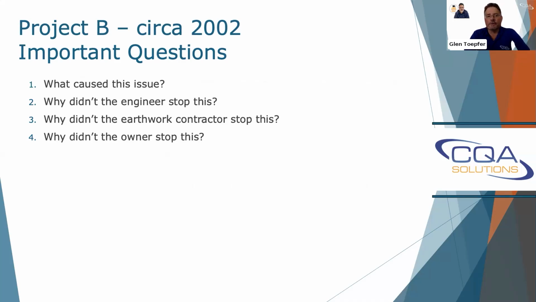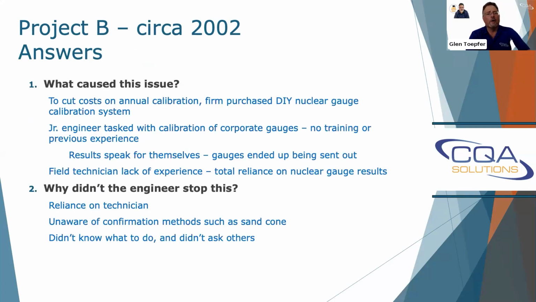Why didn't the engineer stop this? Why didn't the earthwork contractor stop this? And why didn't the owner stop this? I think these are important questions when you're dealing with soils related issues such as this. A lot of your contractors are experienced with earthwork, and they should recognize there's a problem. If they've got a problem, they should stop and get it figured out, not keep going. And I mean, they were spending, I don't know, a fortune on adding water. Luckily, there was a river nearby, but they still had the transportation costs.